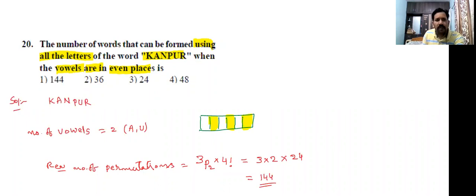144 ways. So whatever I marked here in yellow color, here we want to fill those vowels. But there are three places and we have only two vowels. Three places can be arranged with two letters, that is 3P2. So remaining, how many empty places? There are four empty places which can be filled with four consonants. It is 4P4, which means 4 factorial. Do the calculation, you'll get the answer 144. First option, correct.